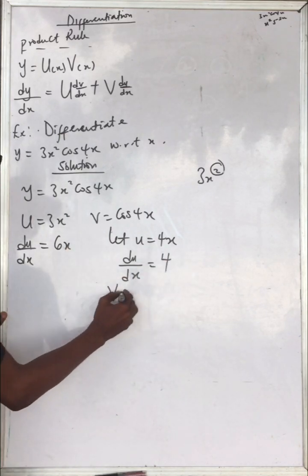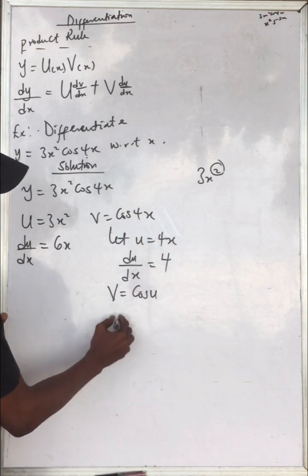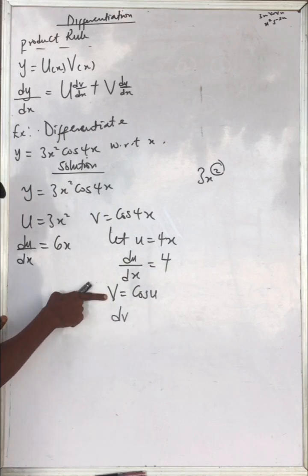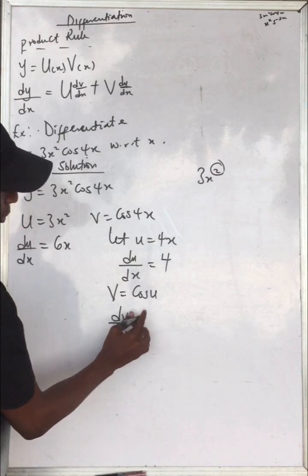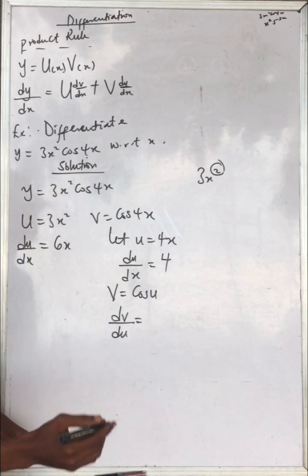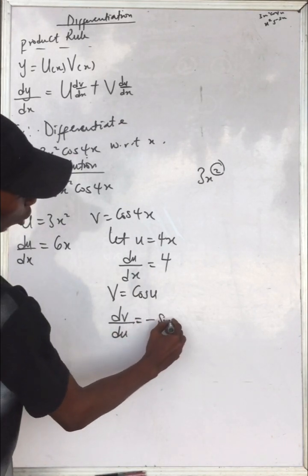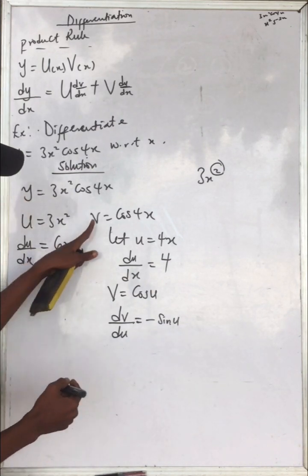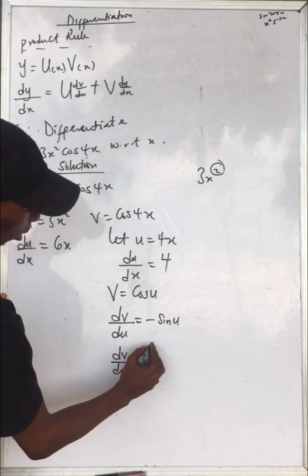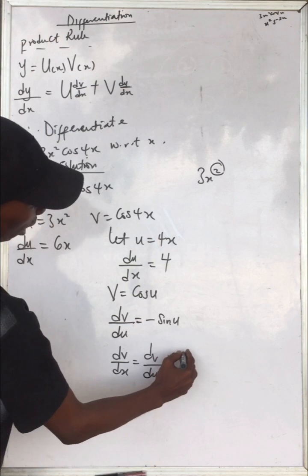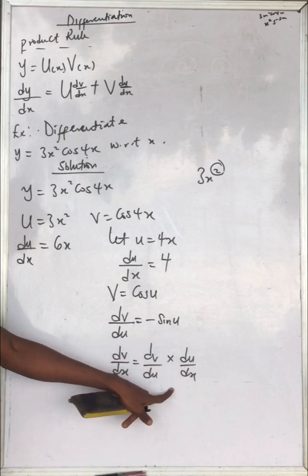Come back here. v is going to be cos. In place of 4x, remember you have replaced 4x with u. That's cos u. Let's then differentiate v with respect to u. That's dv du, and remember the differential of cos is a negative sign. So the differential of this v will be minus sine u. Remember we are finding dv dx, so my dv over dx will be my dv over du multiplied by du over dx.